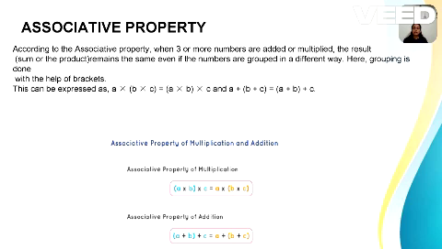Associative property. According to the associative property, when three or more numbers are added or multiplied, the result, that is the sum or the product, remains the same even if the numbers are grouped in a different way. Here, grouping is done with the help of brackets. This can be expressed as (a × b) × c = a × (b × c), and (a + b) + c = a + (b + c). The associative property of multiplication and addition is given in the following picture.